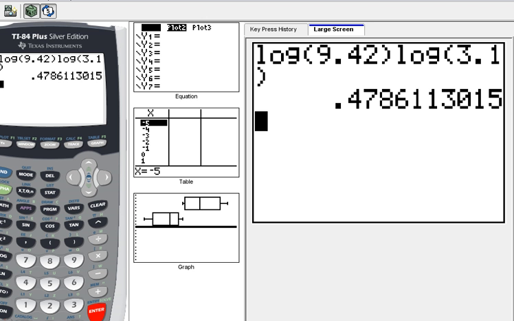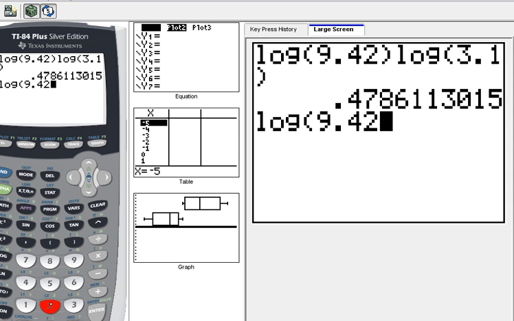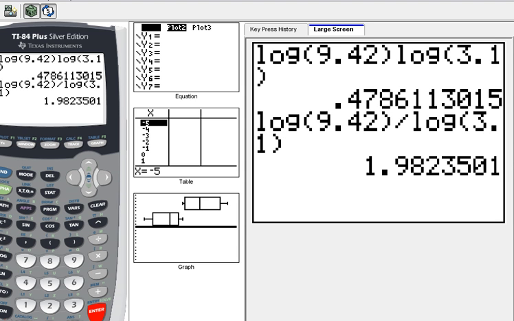Go back. I forgot the divide symbol, you guys. Hold on. Holy buckets. Log, let's try this, 9.42. I pushed divide, I thought, but it must not have stuck. Divided by, there we go. Log of 3.1. You probably all had different answers than me, right? Better? There we go. So that's what you should have got when you did yours.